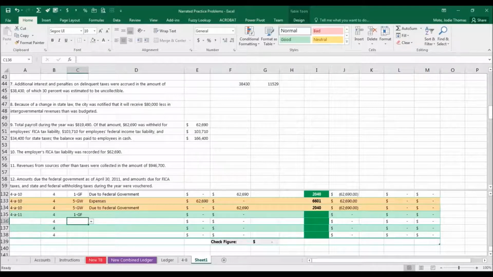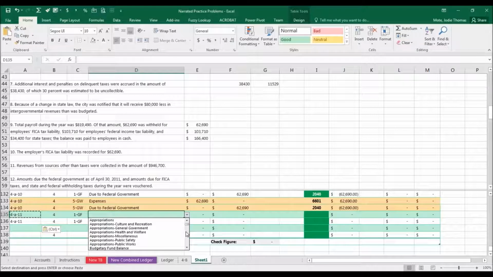So when you're collecting revenue, you are increasing. In this case, the problem doesn't say this, but the solution implies that these are revenues for which you have not already accrued the revenue. You haven't already recorded it, and I guess the giveaway there is because it's talking about sources other than taxes.